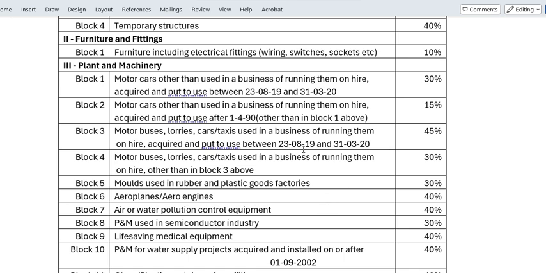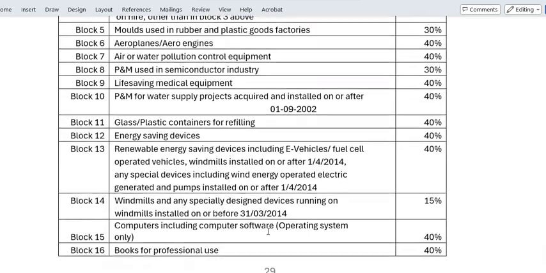This is actually between 23/8/19 to 31/3/20. So, motor cars, lorries, and in the business of running them on hire other than block 3. If it is between 23/8/19 and 31/3/20, it is 45%, and if not coming in that period, you will get 30% reduction. So this is how it is going.